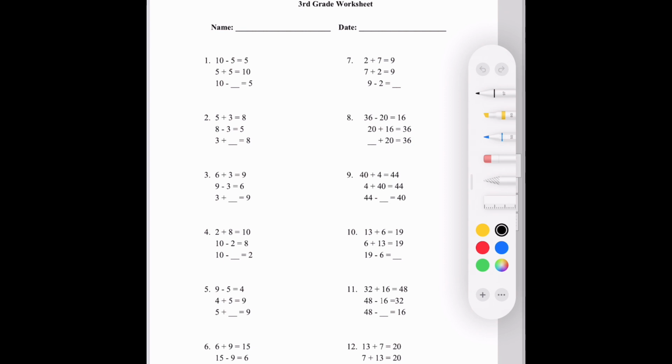As you can see in these first two equations, we are using the numbers 10, 5, and 5. In the third one, we have the numbers 10 and 5, which means that the number that goes into the blank would be 5.